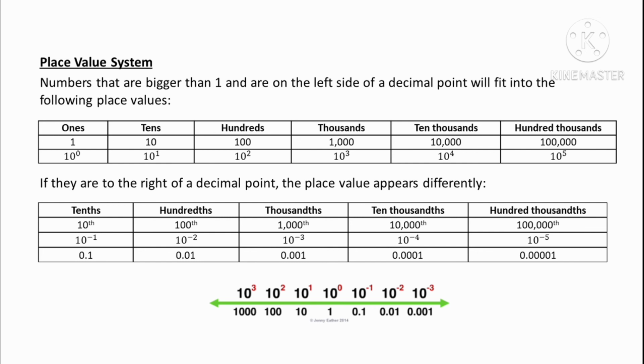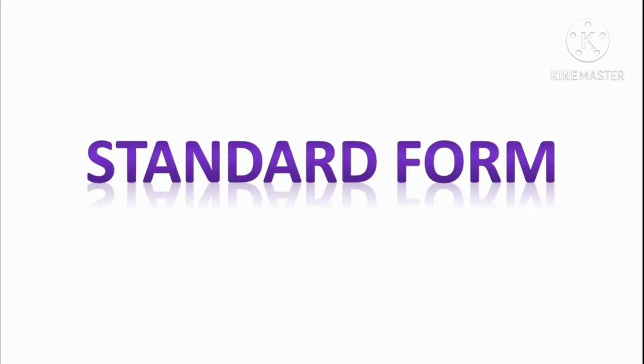For the ten-thousandths, it is written as 10 to the power of -4 in base 10, which is 0.0001, whereas the 1 is in the ten-thousandth place value, right? For the hundred-thousandths, it is written as 10 to the power of -5, and in decimal numbers it is 0.00001.